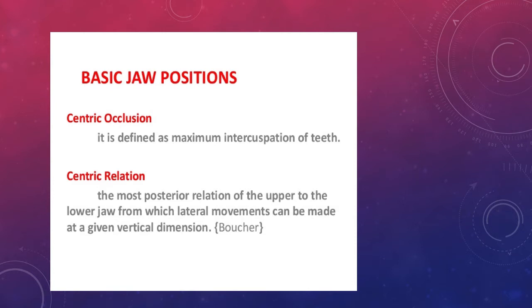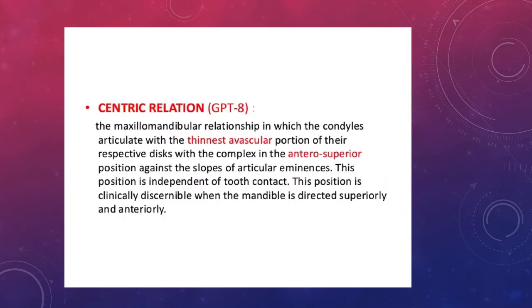Basic jaw positions. Centric occlusion is the position of maximum intercuspation. Centric relation is the most posterior relation of the upper to the lower jaw from which lateral movements can be made at a given vertical dimension. Centric relation is the maxillomandibular relationship in which the condyles articulate with the avascular portions of their respective discs, with the complex in the anterosuperior position against the slopes of the articular eminence, a position independent of tooth contact. This position is clinically discernible when the mandible is directed superiorly and anteriorly.